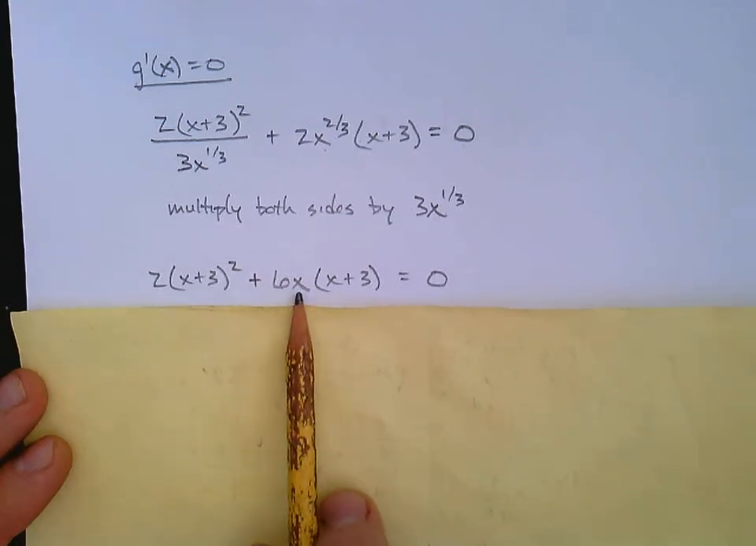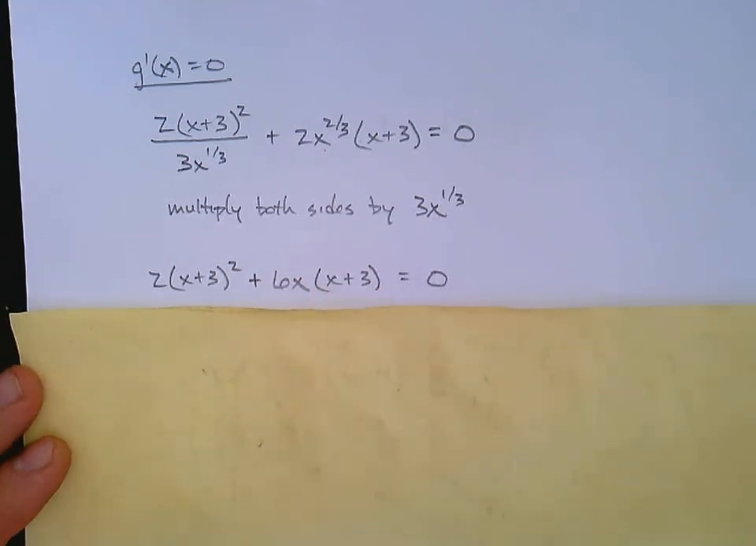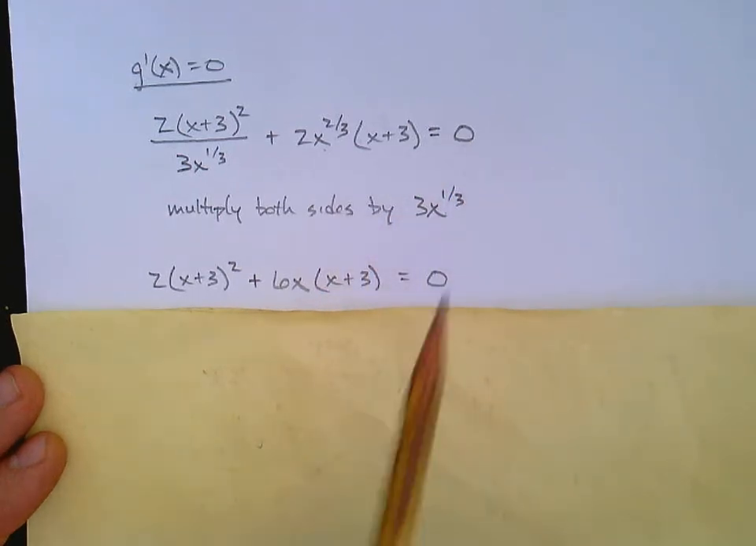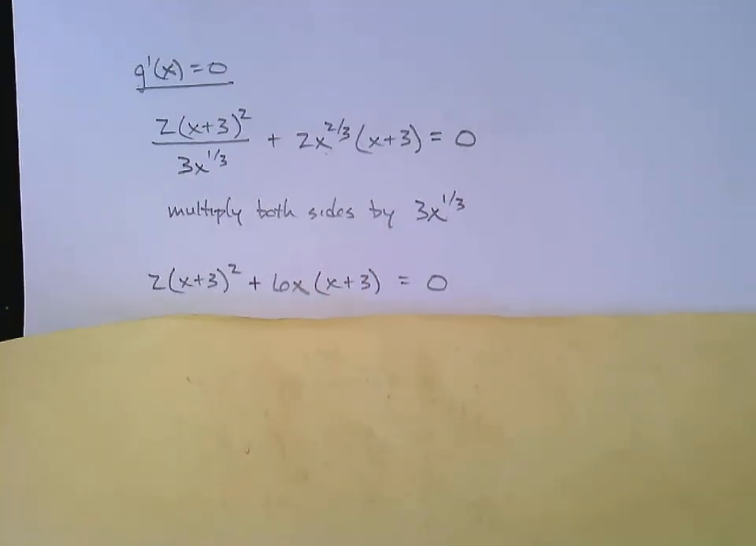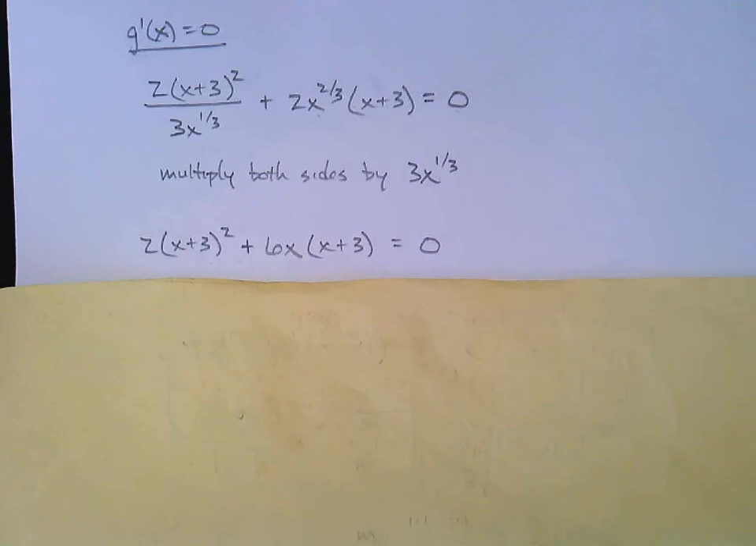So this just becomes 6x, x plus 3, and then, of course, you multiply it by 0, and it stays 0. Wow! That's pretty cool.